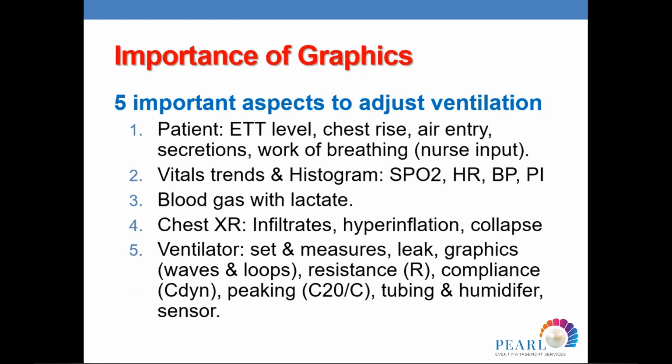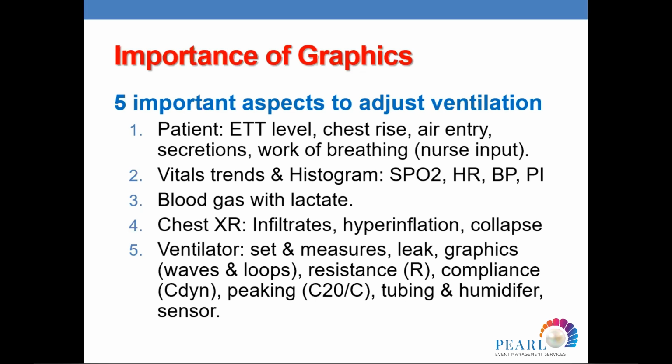When you want to adjust the ventilation, there are 5 things we need to look for. We need to look at the patient: chest rise, ET tube level, air entry, secretions. This is something you need to even ask the nurse about. The second point, you need to look at the vitals, trends, histograms. Also, of course, blood gas and chest X-ray. And the 5th element for me is the ventilator. So you need to go back and check your ventilator. You need to see what you have set, and please look at your measures.